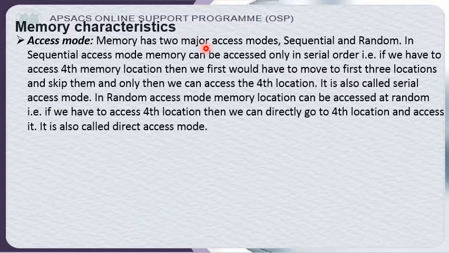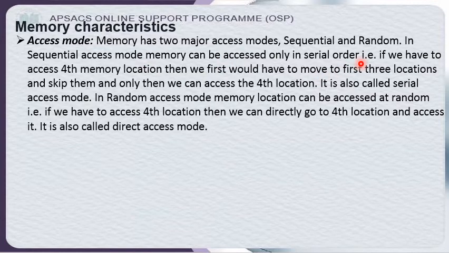So we got two major access modes available. One is sequential, another one is random access mode. I think most of you know about that. Sequential means one after another. In a sequential access mode, data can be accessed in a serial order.